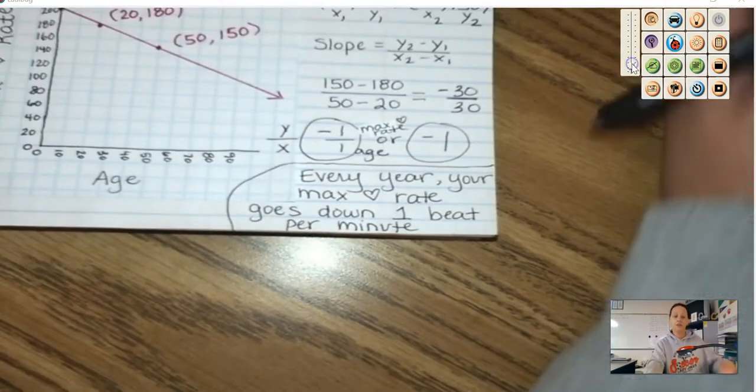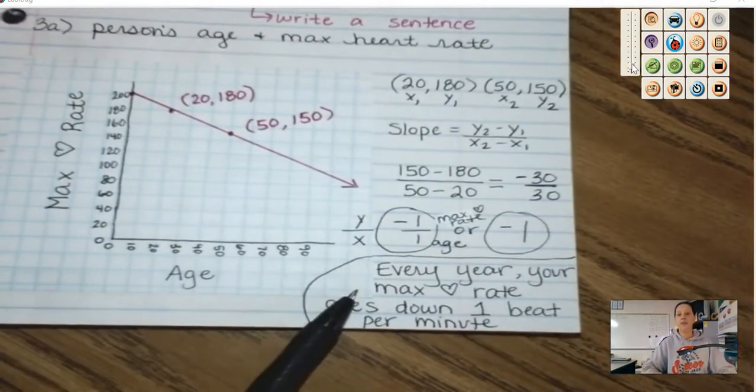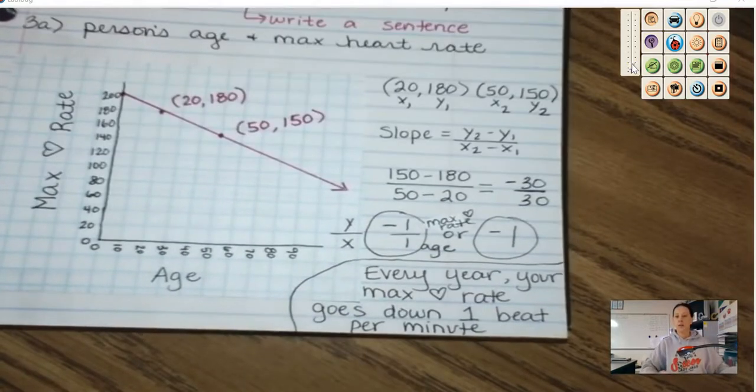Okay, so for all of these, you have to tell me the slope, and you have to give me a sentence saying what that slope even means. Okay, let's do another one.